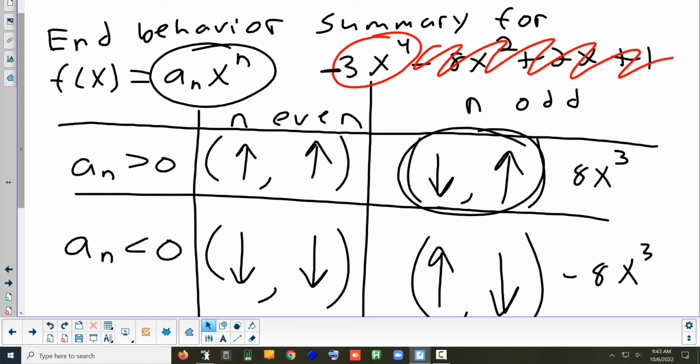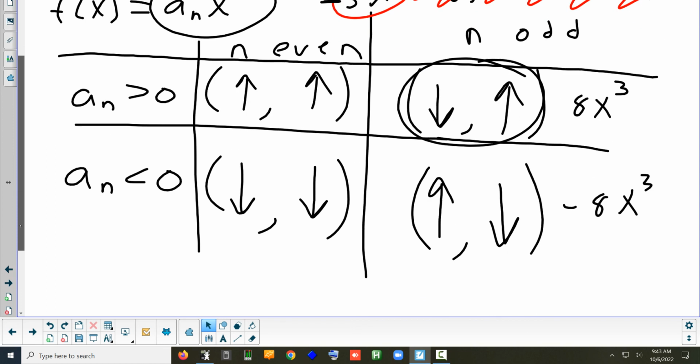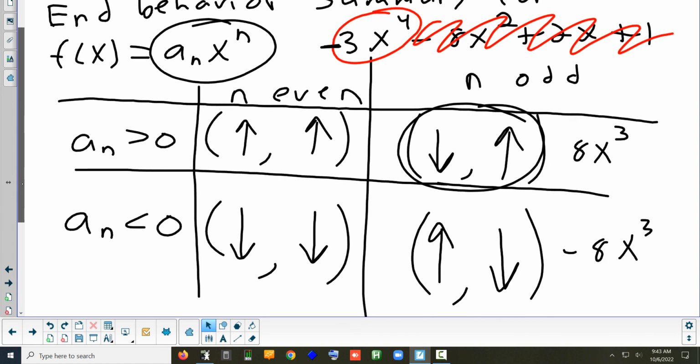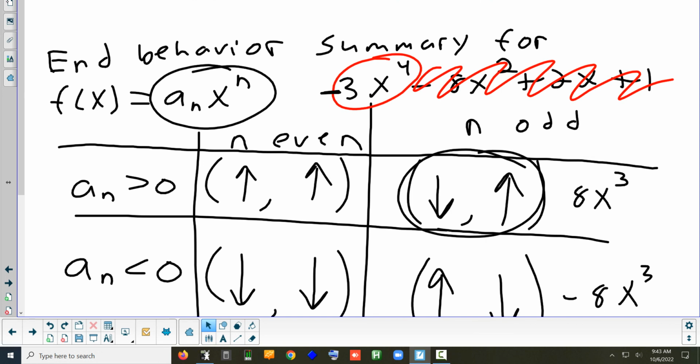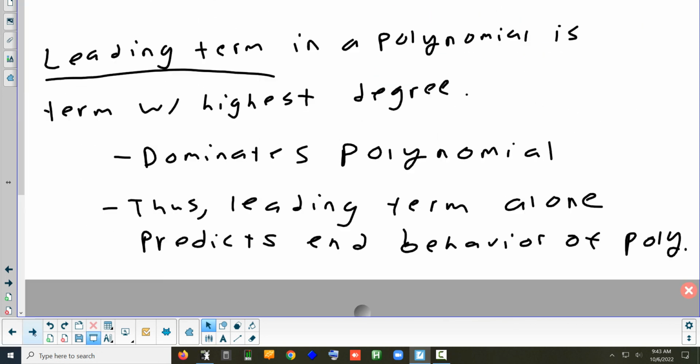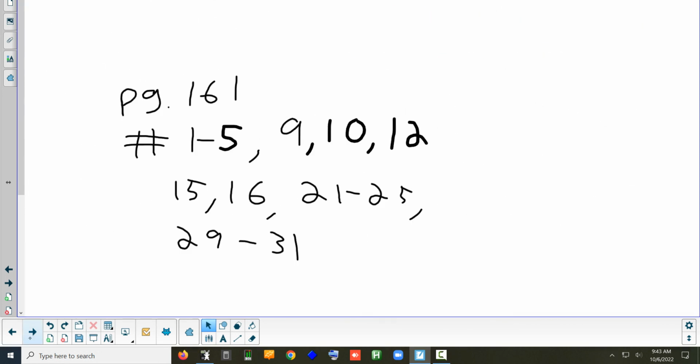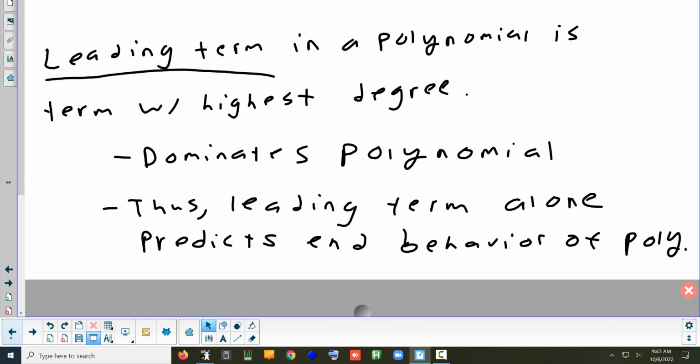So any questions on the two numbers you focus on to figure out the end behavior? Okay. I think this is the last one.